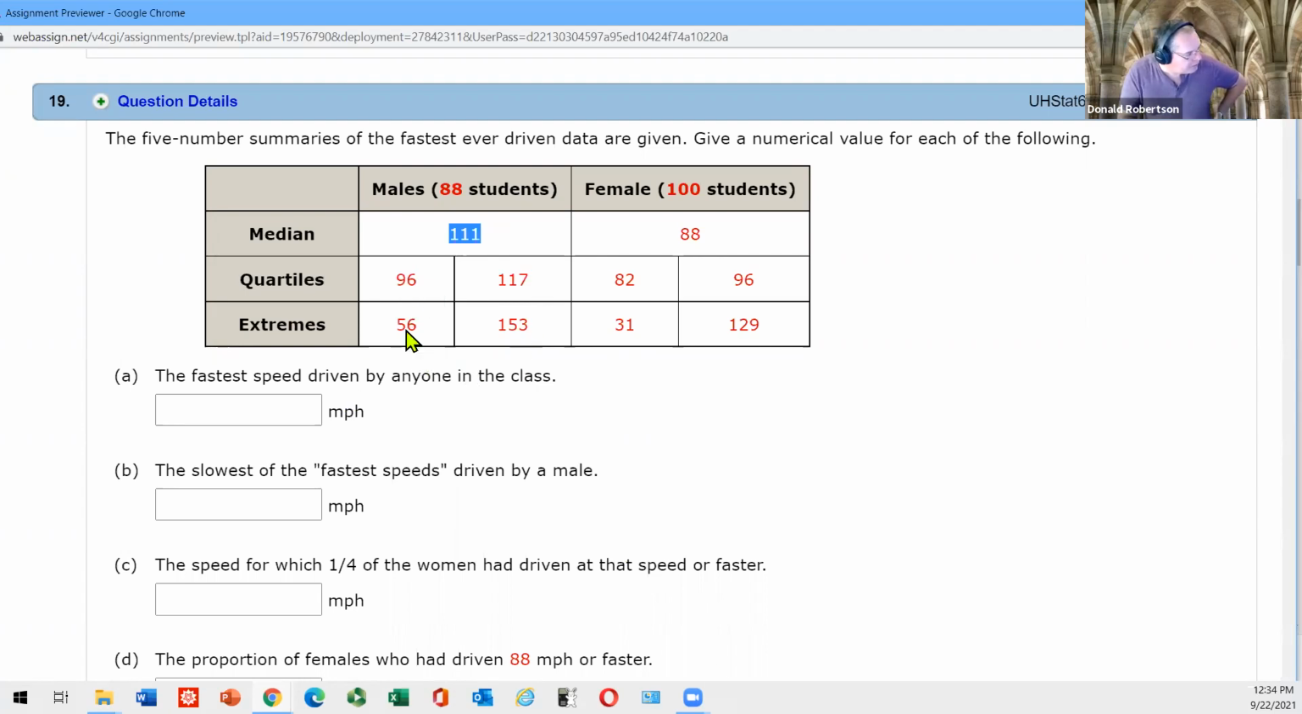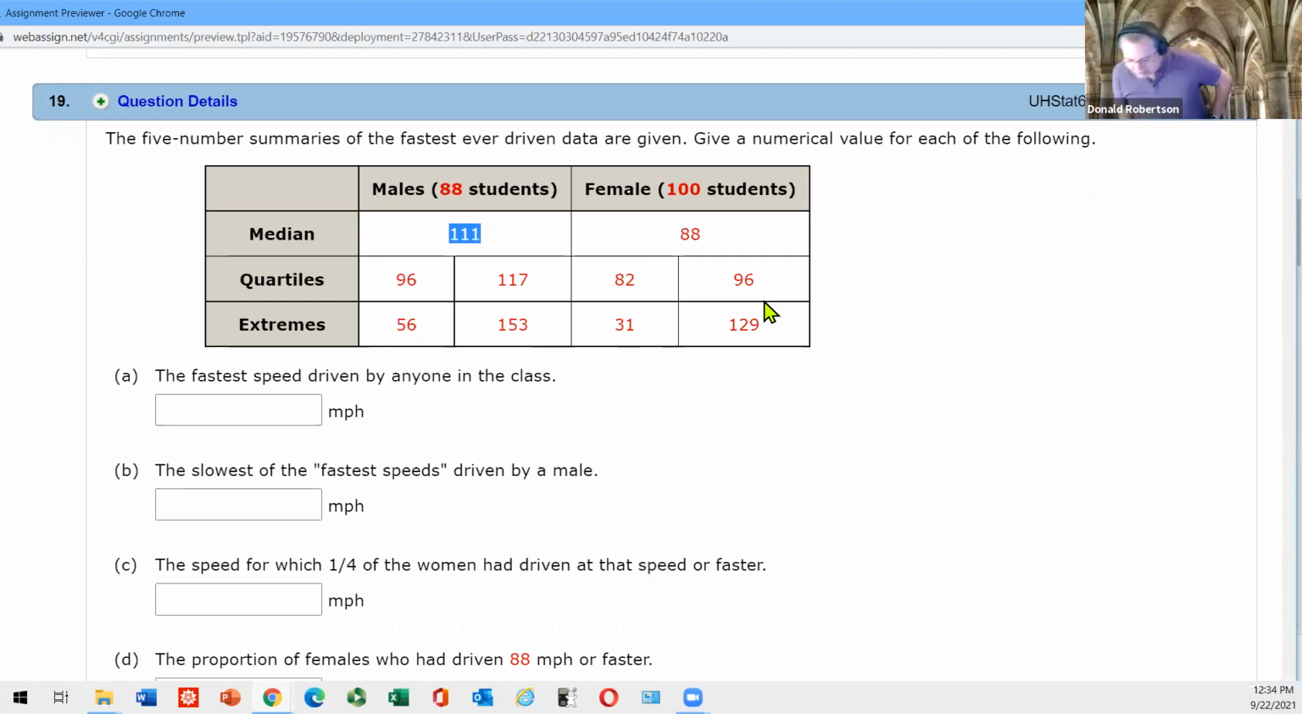So if you imagine these numbers going in a big tunnel, 56, 96, 111, 117, 153. Do you see my 5-figure summary? Right, starting here, going up and curving down. You see the numbers, the order? So they're there, right? They might not be called everything, but they are there. And here's the females.